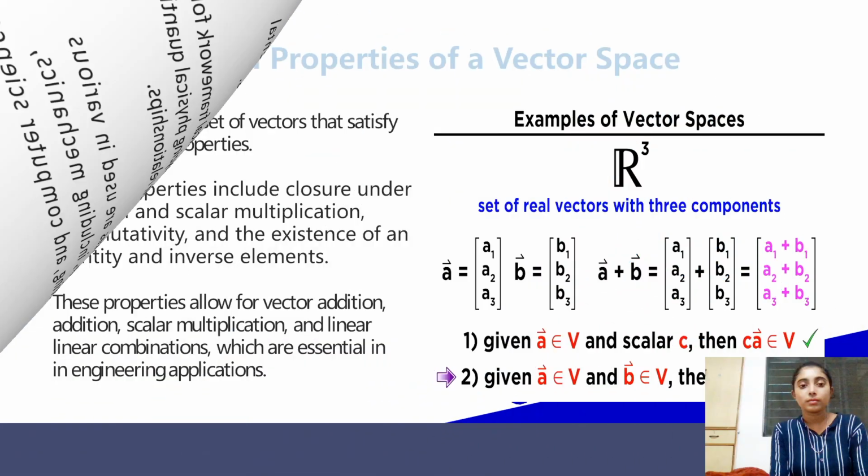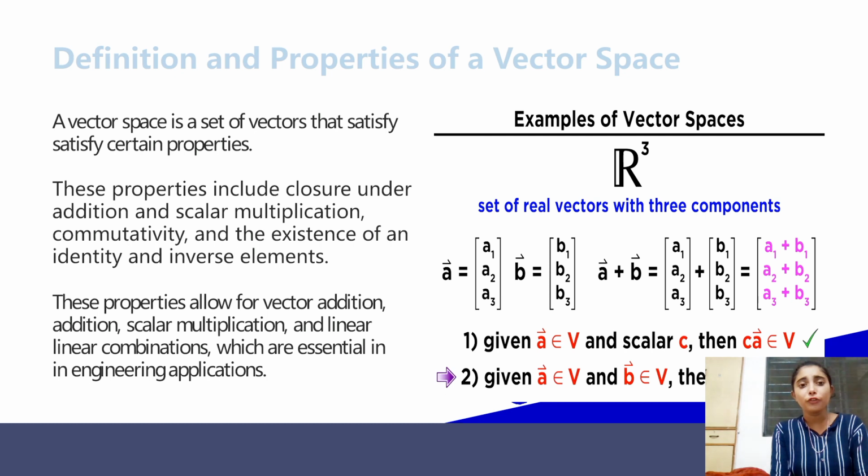The next topic is definition and properties of a vector space. A vector space is a set of vectors that satisfy certain properties. These properties include closure under addition and scalar multiplication, associativity and commutativity, and existence of an identity and inverse elements. These properties allow for vector addition, scalar multiplication and linear combinations, which are essential in engineering applications. These are examples of vector space: R cube, the set of real vectors with three components.